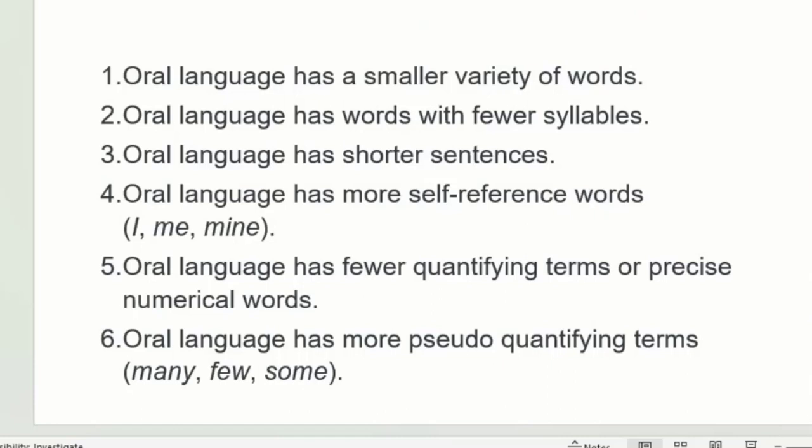Oral language uses more contractions. Remember, I gave a slide and a half on contractions, how to use contractions. I hope you recall that and remember. If not, you'll go back to the slides and say, yeah, these are contractions that we were taught. Oral language has more interjections.